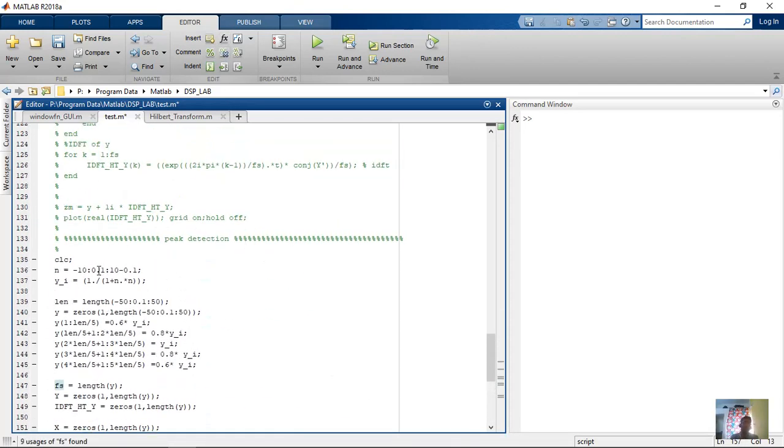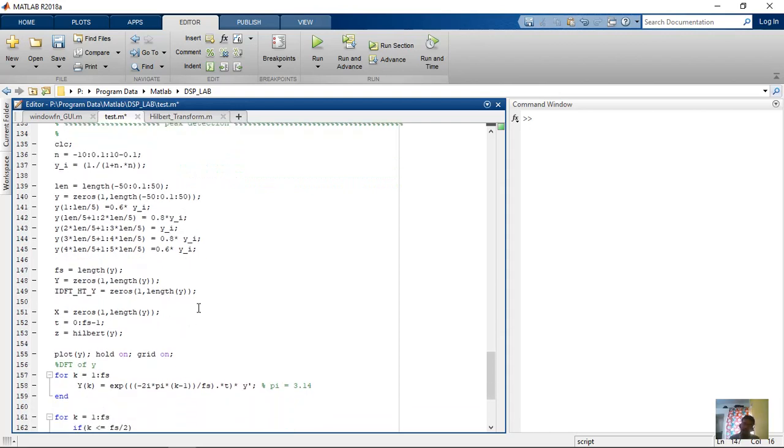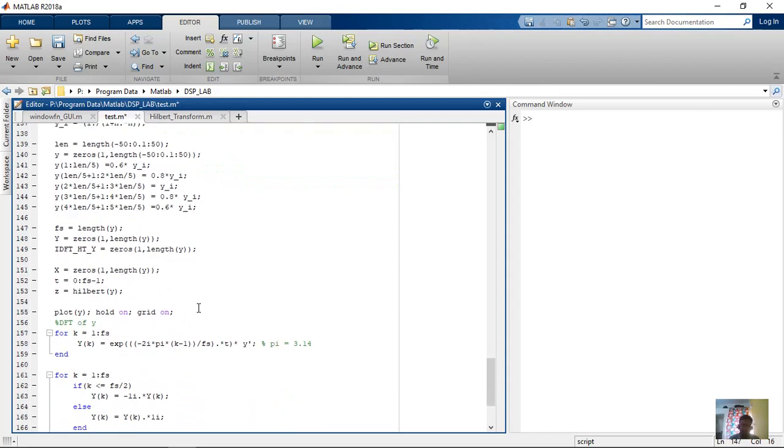I'll show you. Here again I am taking a signal from minus 10 to 10 and I am plotting it. But now I am generating a new signal that has multiple amplitudes. So I am making 5 sets of this from minus 50 to plus 50. From one length I am making 0.6 of its version's amplitude, and the other length I am making as 0.8, and the other one I am making as 1. So I have 5 different values of this signal concatenated to make a new signal. So let's see whether this Hilbert transform works to find the peak of this signal or not.